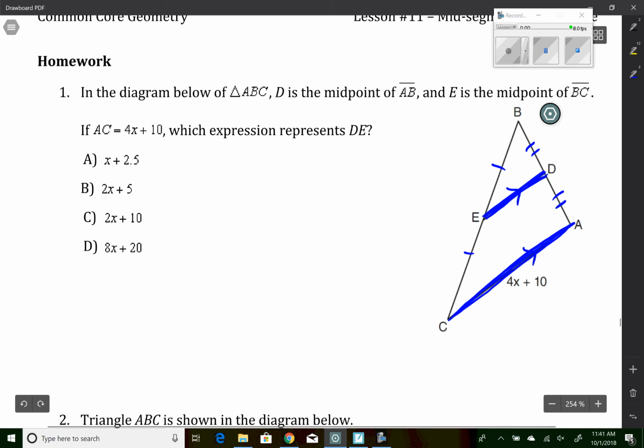Now, if DE is the mid-segment parallel to AC, I know DE is equal to half of AC. So if I take 1/2 of 4x plus 10, well, that becomes 2x plus 5. So that should be hopefully an easy multiple choice question.